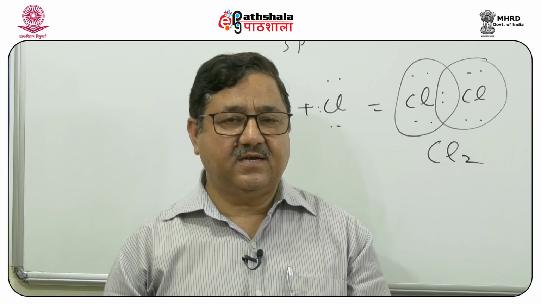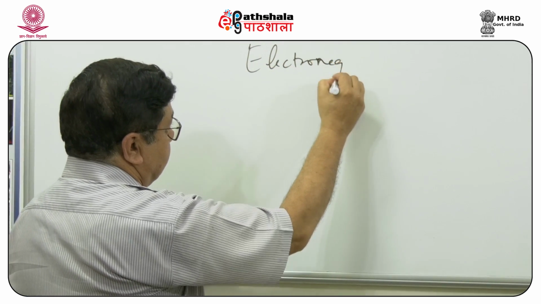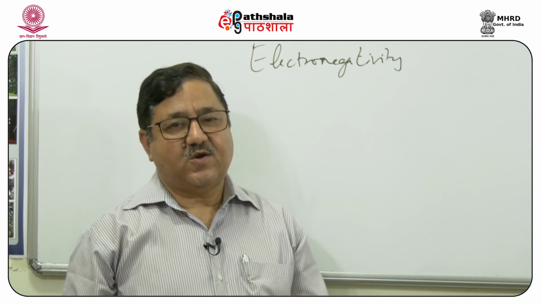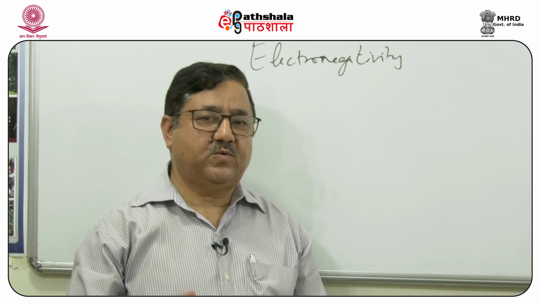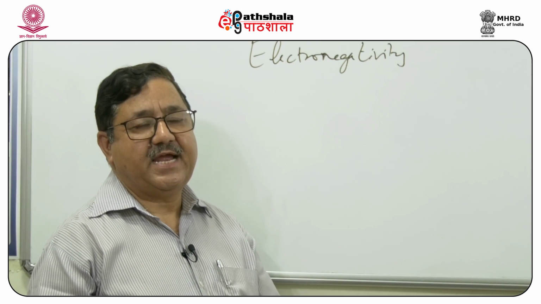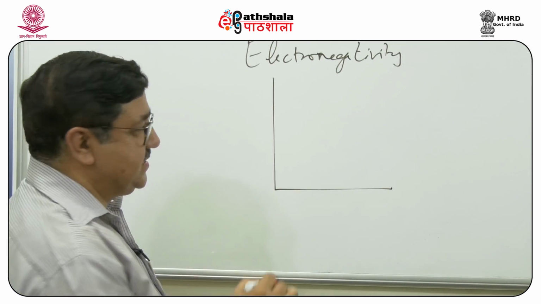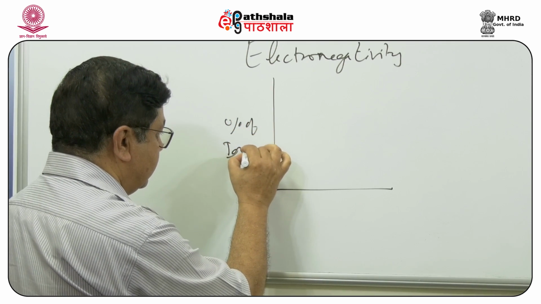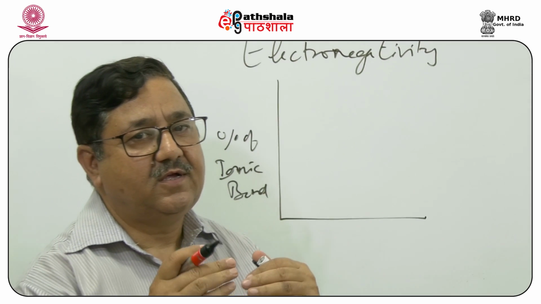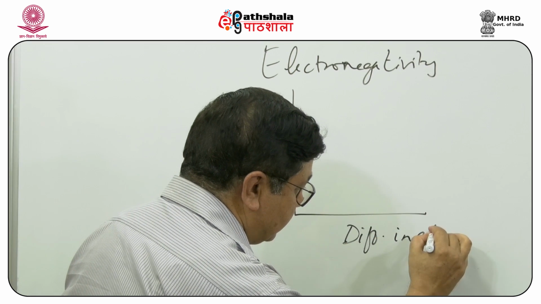For this, we will first learn the concept of electronegativity. This property is basically the capacity or the nature of an atom either to accept or to donate an electron. How the electronegativity controls the nature of bond can be seen in this diagram, where the vertical axis is the percent of ionic bond and the horizontal axis is the difference of the electronegativity of the elements which are joined together as bond. So, this is the difference in electronegativity.